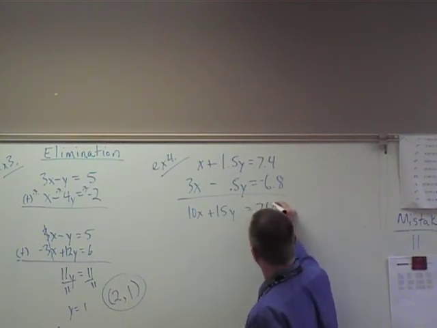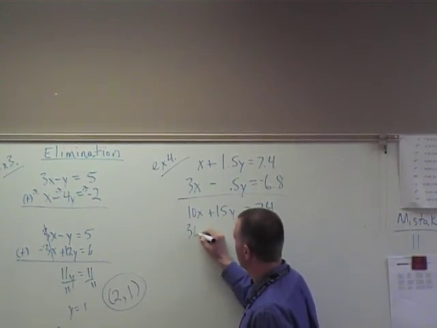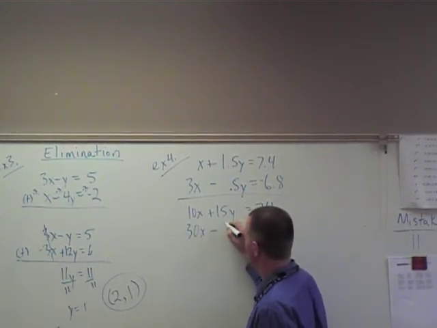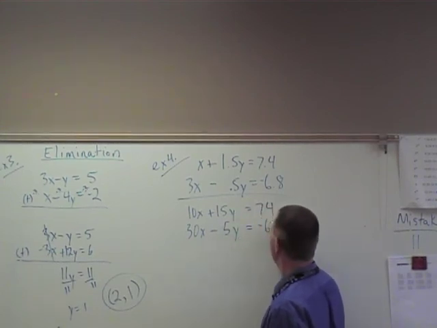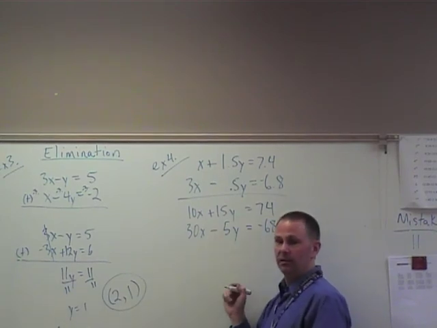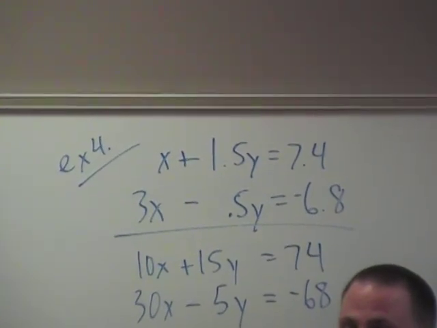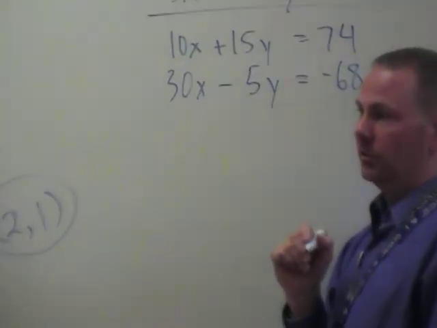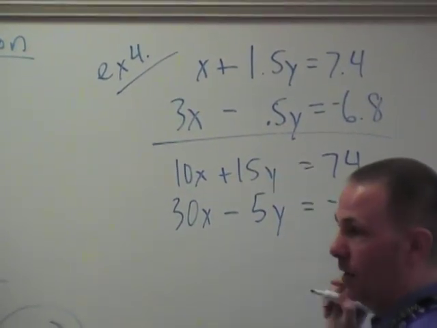So this equals 74. What's the bottom one equal? 30x minus 5y equals -68. Now if I add them together like this, does anything get eliminated? No. So what do you want to do? 0.5 times 10 is 5.